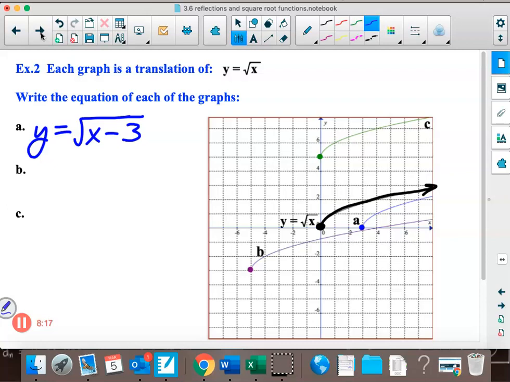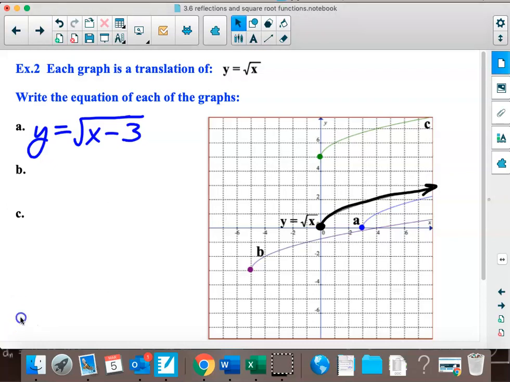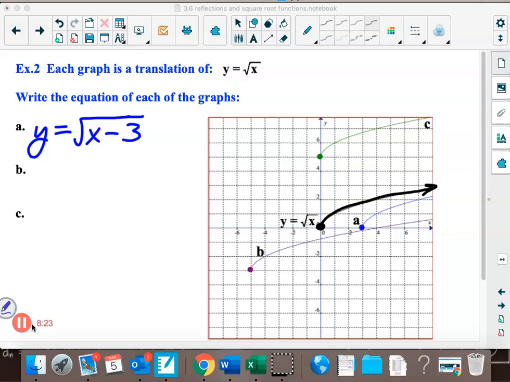All right, everyone take a minute. Your groups do B and C. Write down, please. So for letter B, we are shifted how many in this direction? 5 to the left, and then down 3, right?